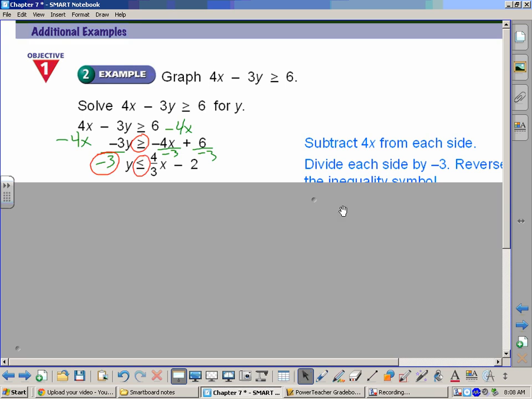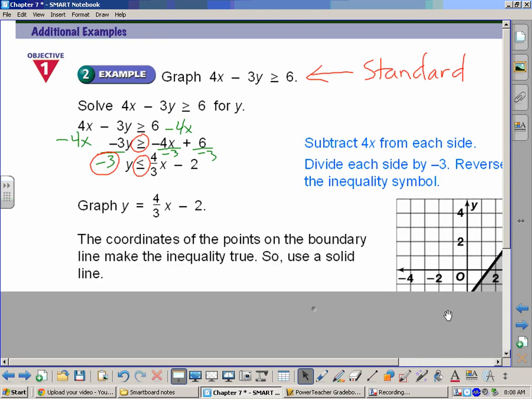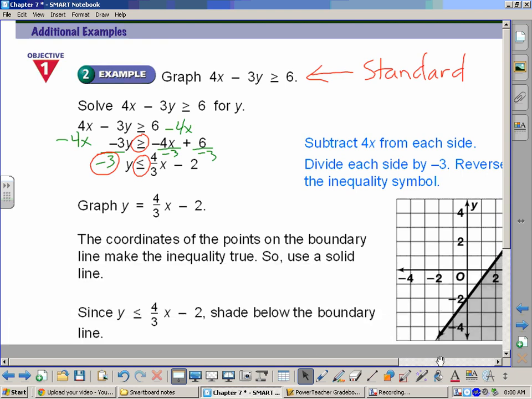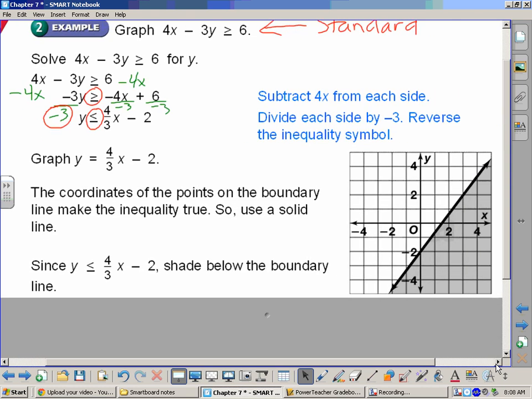Okay, so the first step in this problem, because this inequality was in standard form, we wanted to rewrite it so that it was in y equals mx plus b. So now that we have it in y equals mx plus b, we can graph it. Here is our graph. The first thing you have to do is start at negative 2 on the y-axis. So we put a dot there. We have a slope of 4/3.